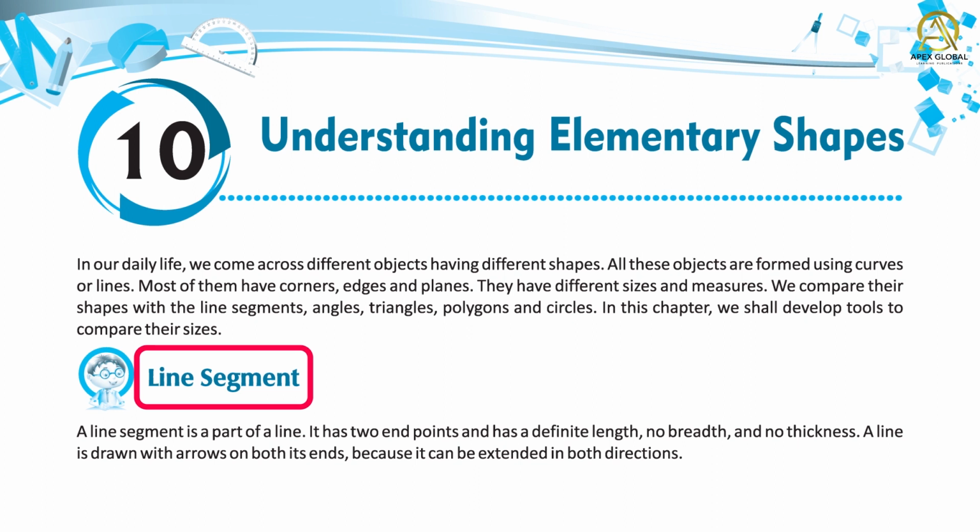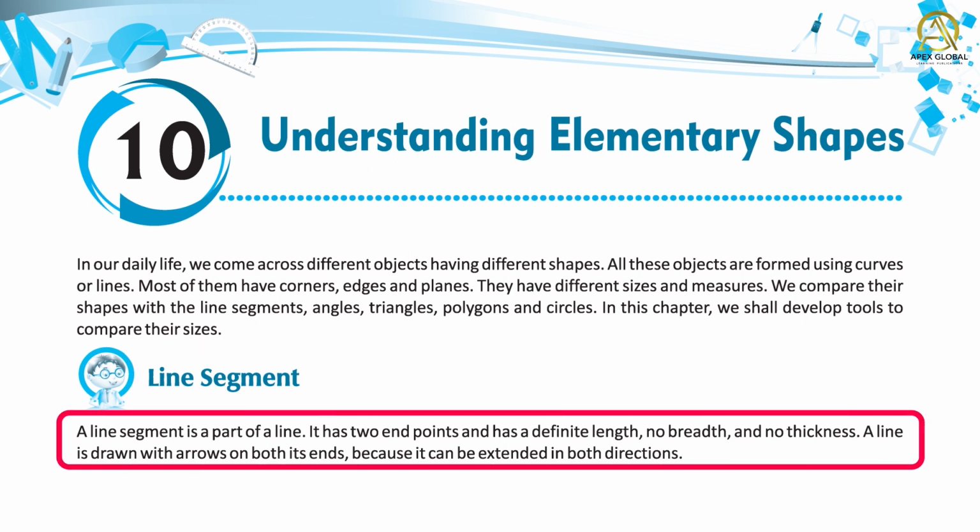Line segment. A line segment is a part of a line. It has two endpoints and has a definite length, no breadth, and no thickness. A line is drawn with arrows on both its ends because it can be extended in both directions.